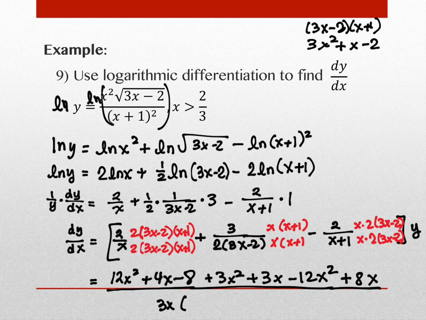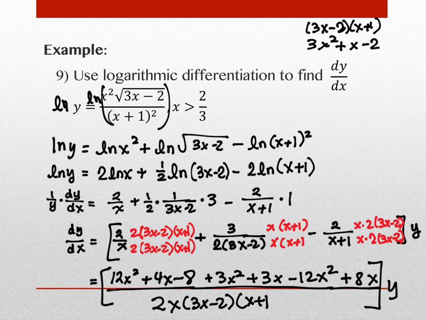Okay. All right. Denominator, I don't have 3 anymore. I didn't have 3 to begin with. I just wrote it down wrong. I have a 2 and I have an x. I have a 3x minus 2 and I have an x plus 1. And all of this is being multiplied by the y value, which I will plug in on the next screen.